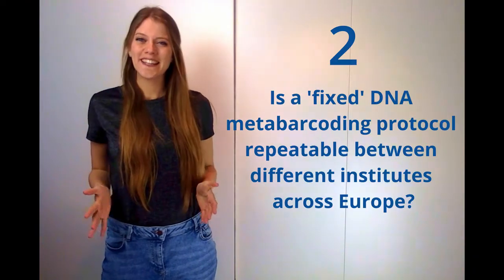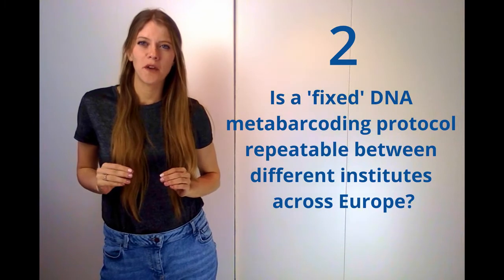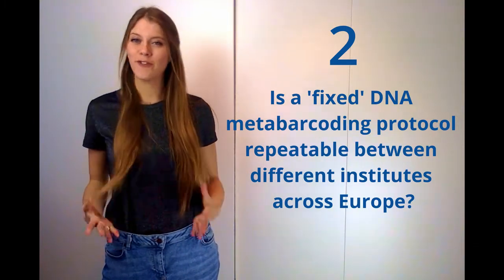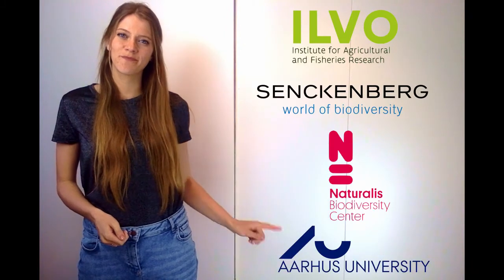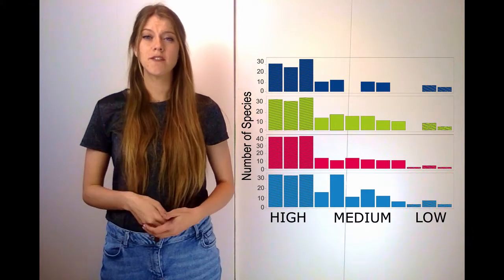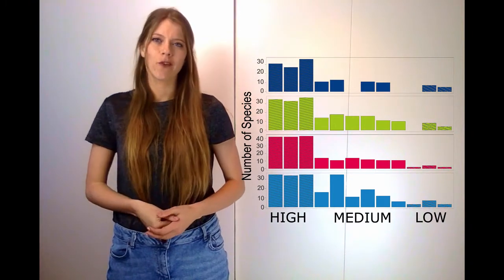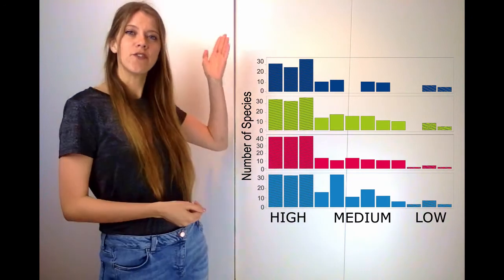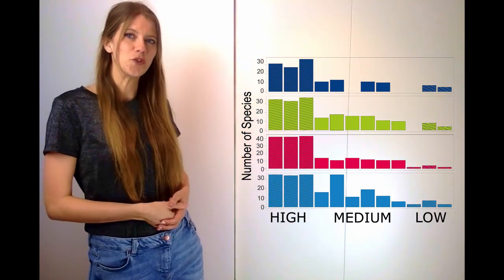Second, we tested if a fixed DNA metabarcoding protocol is repeatable across different institutes. Therefore, subsamples were taken and distributed to 4 different institutes across Europe. These were processed using the same standardized protocol. In each institute, we see high to low number of species for high to low diverse location. And this pattern is very similar between the 4 institutes.